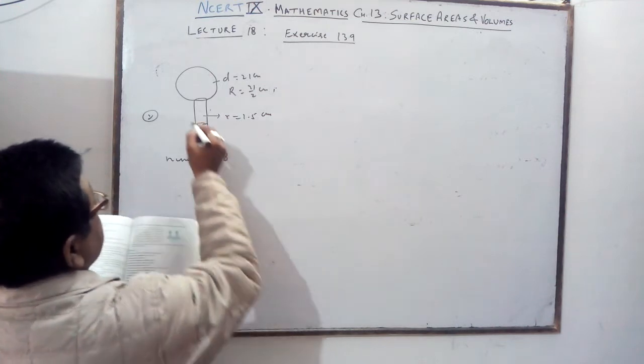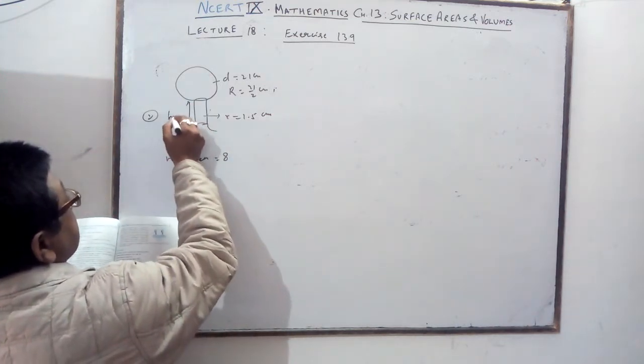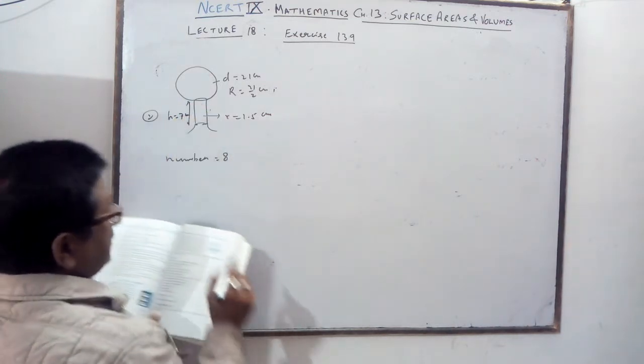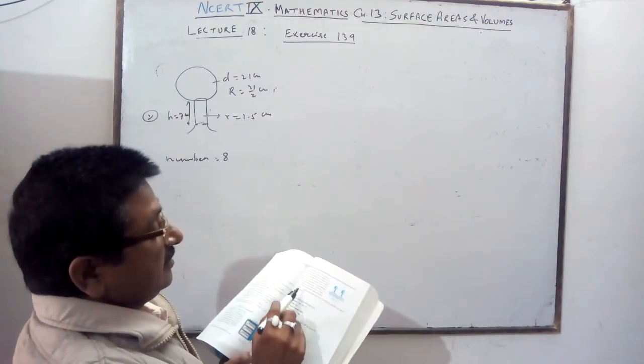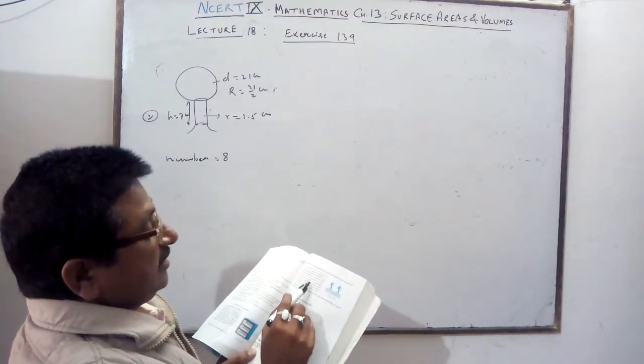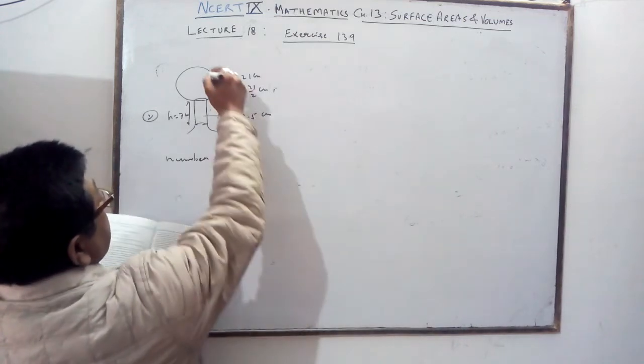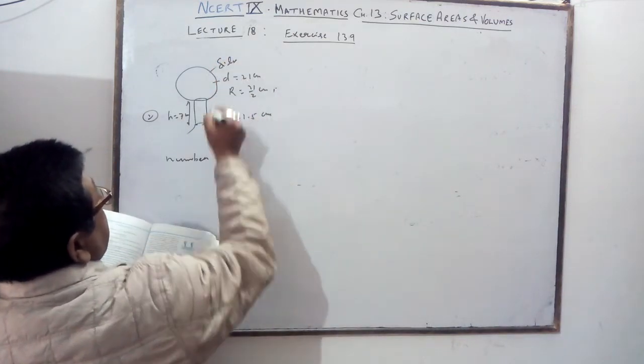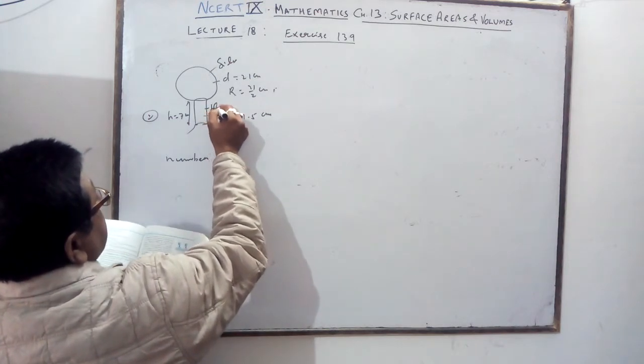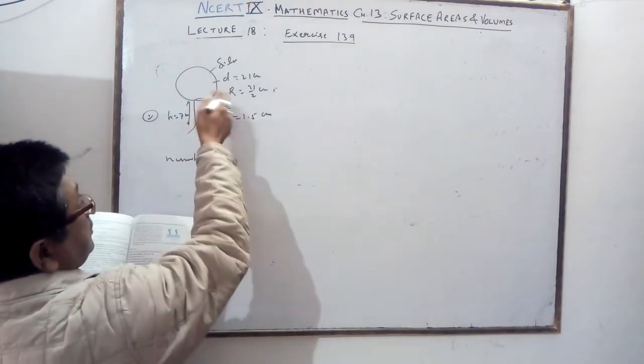And height is 7 centimeter. This height is given as 7 centimeter, the cylindrical part. Find the cost: one part is painted silver and the other is painted black. Q1. There are 8 of them.